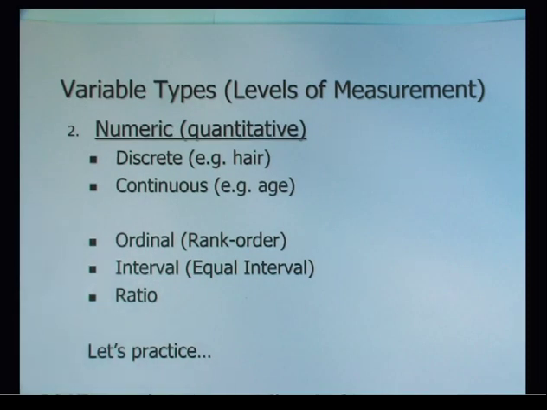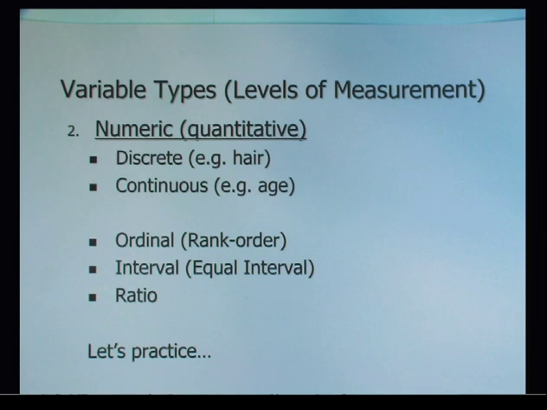Here's an example of a non-true zero. A non-true zero would be temperature. If I say it's 0 degrees outside, that doesn't mean there's an absence of temperature. That's not a true zero. It's just a label we give for certain weather. So that would not be ratio. You'd have to move up to the next level, and that is interval.